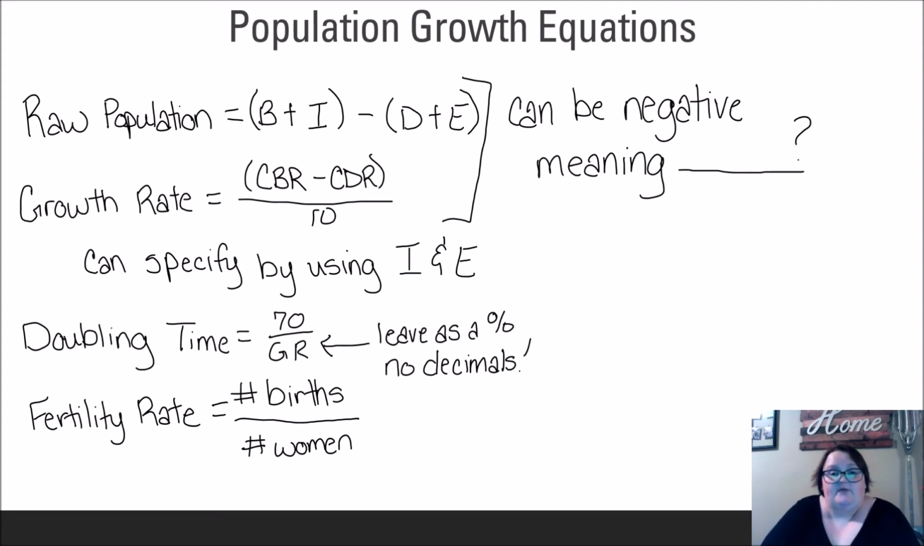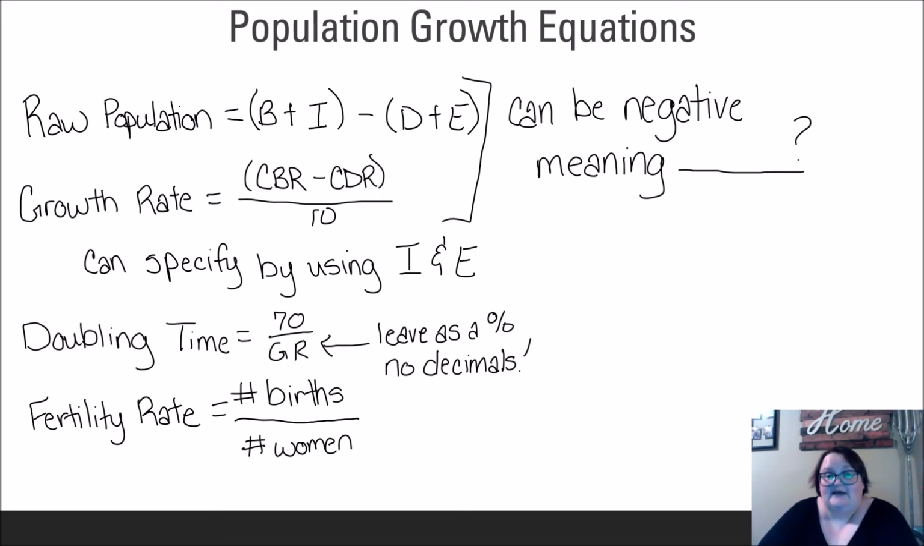To understand how a population grows annually, not by individuals, but by a percentage or proportion of the population, you would use the annual growth rate formula. That formula is crude birth rate minus crude death rate over 10. Crude birth and crude death rate are all measured per 1,000 individuals. So by dividing by 10, you're able to get a percentage.